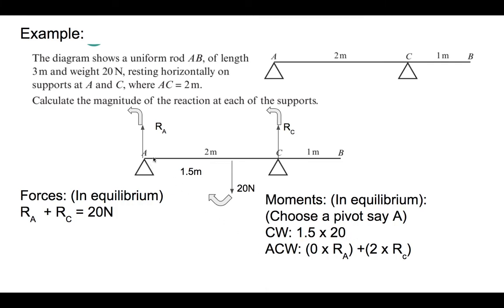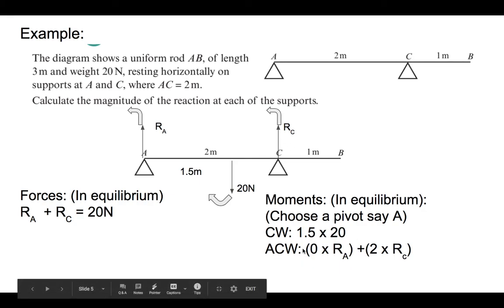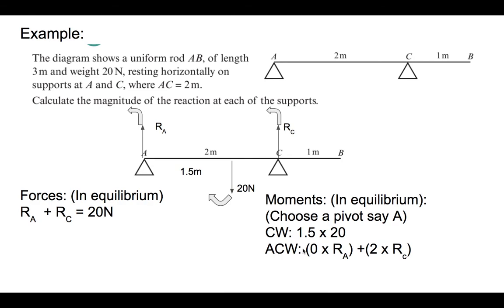In the anti-clockwise direction, the moment at A is 0 for the distance times the force RA, and then the moment here at C is going to be 2 for the distance times RC, which helps us because this 0 times RA will disappear. Because they're in equilibrium, clockwise is equal to anti-clockwise, so what we get is 30 for the clockwise is equal to 2 RC. And so we can use that to find out what RC is. If 30 is equal to 2 RC, then RC must be equal to 15.